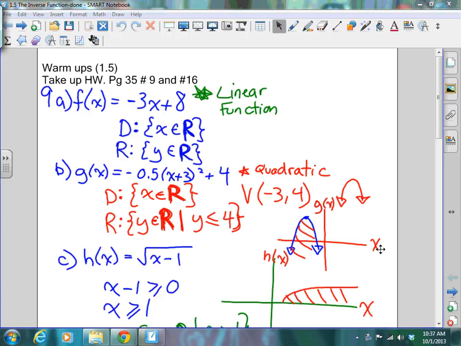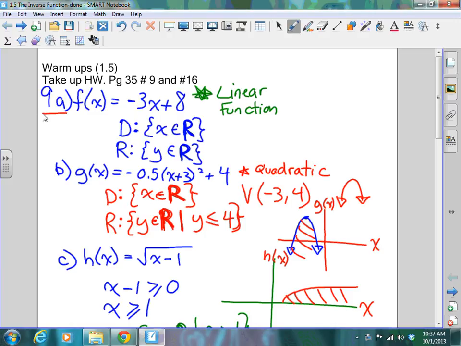Today we're going to be looking at lesson 1.5, which is the inverse function. Before we do that, let's take a look at some of the warm-ups. So these are some of your homework questions from the previous night's homework. Page 35, let's take a look at 9a.